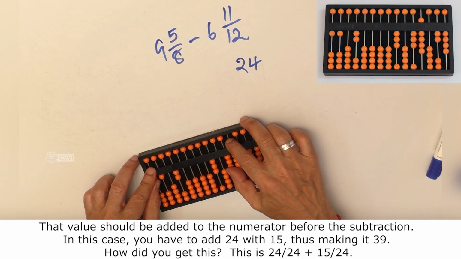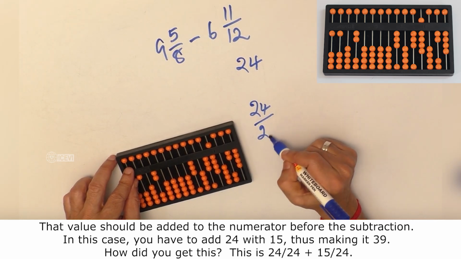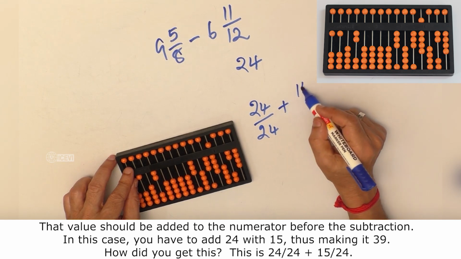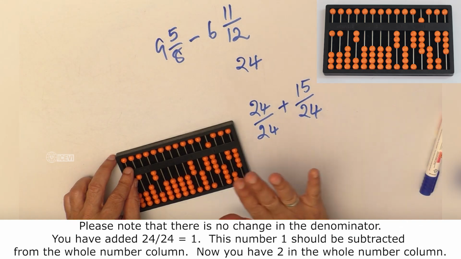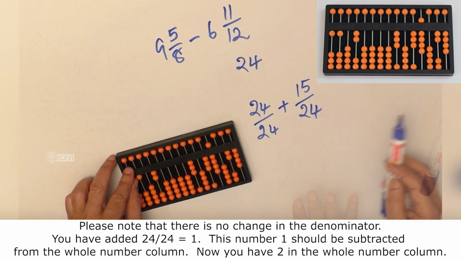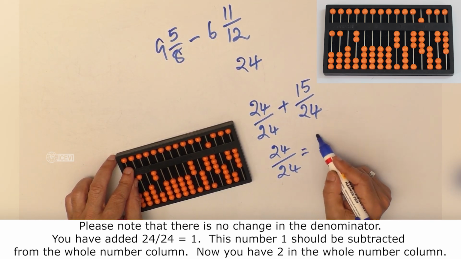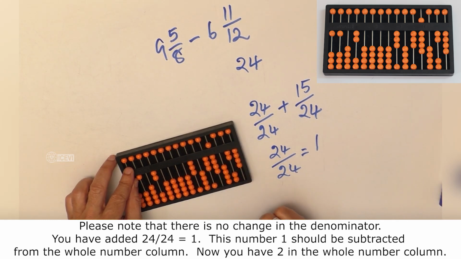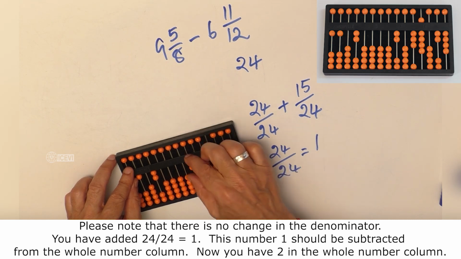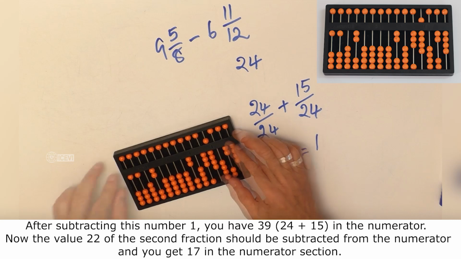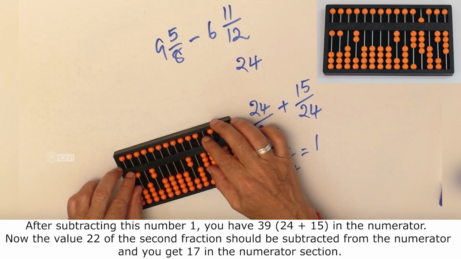How did you get this? This is 24/24 plus 15/24. Note that there is no change in the denominator. You have added 24/24, that is equal to 1. This number 1 should be subtracted from the whole number. Now you get 2 in the whole number section. After subtracting this number 1, you have 39 in the numerator.